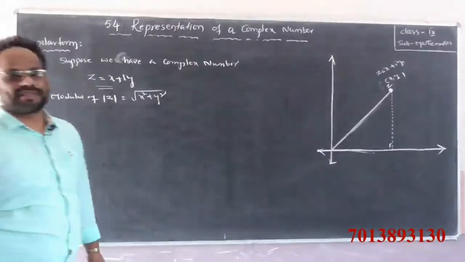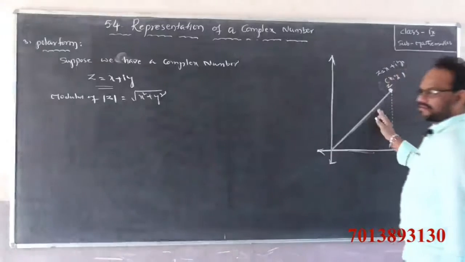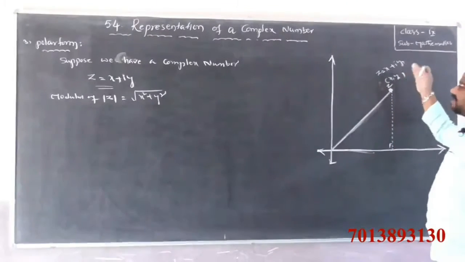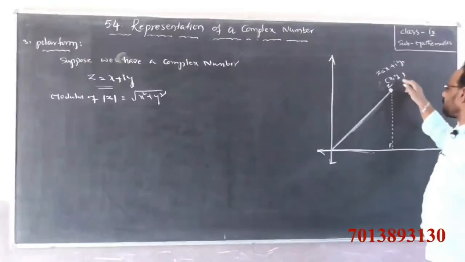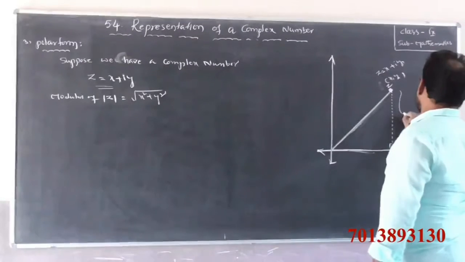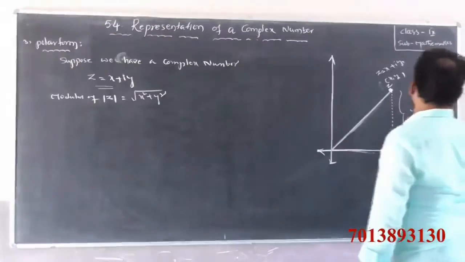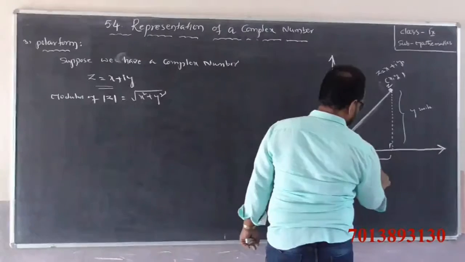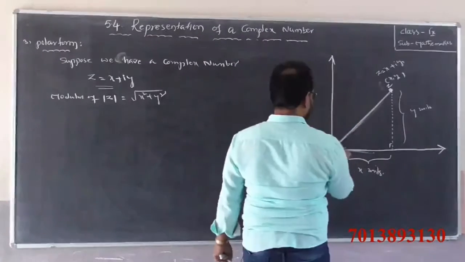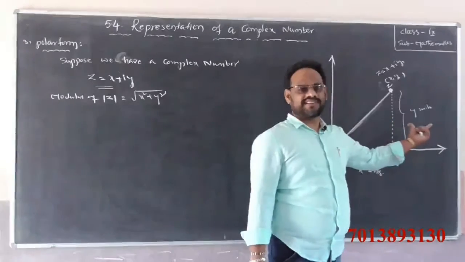Modulus of Z is equal to how much? The square root of X square plus Y square. In other words, this is the complex number Z is equal to X plus iY. If you plot it, that is, Z is X comma Y. This length is how much? Y units. This length is X units, this line is X units, this line is Y units.